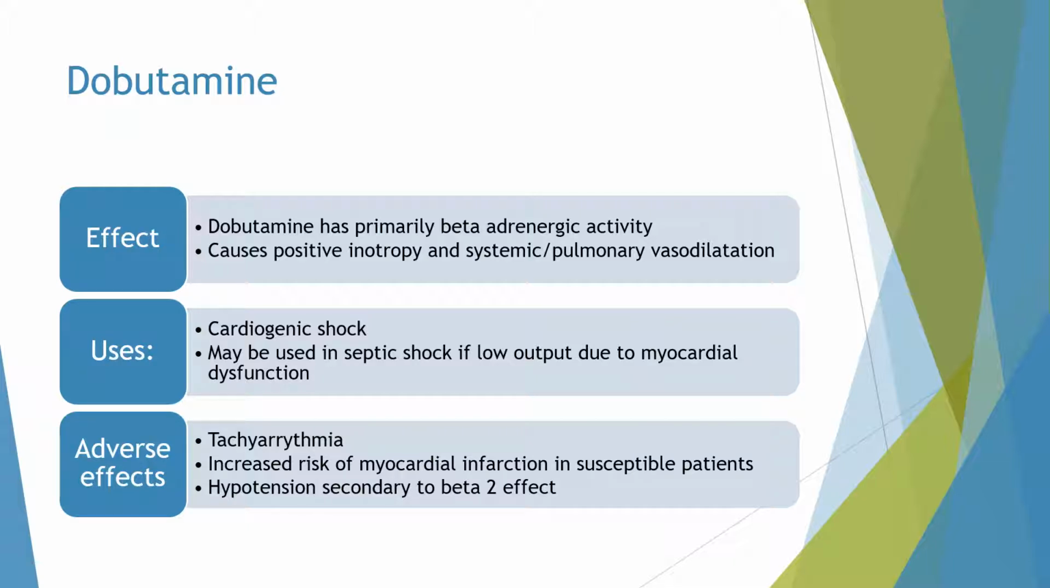And lastly, dobutamine. It has primarily beta adrenergic activity, affecting beta 1 and beta 2, and it causes, therefore, increased inotropy but vasodilatation. It can be used in cardiogenic shock, and sometimes you can use it in septic shock if there is a low output state due to myocardial dysfunction. Adverse effects of dobutamine, as with dopamine because it affects beta, is tachyarrhythmia, and it can also increase risk of myocardial infarction in certain patients, and it can also lead to hypotension due to its effect on beta 2.